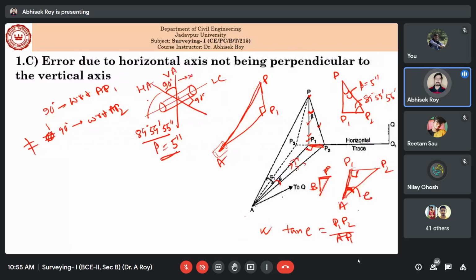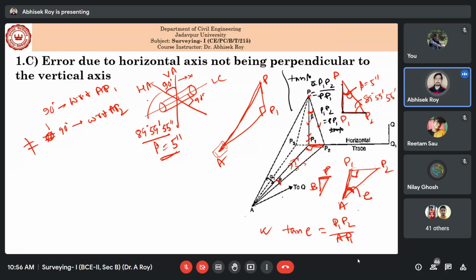Now from this triangle, again you can write, as this is beta, tan beta is equal to perpendicular by base. So tan beta will be P1 P2 by PP1, right? So from here we can write P1 P2 is equal to PP1 tan beta.